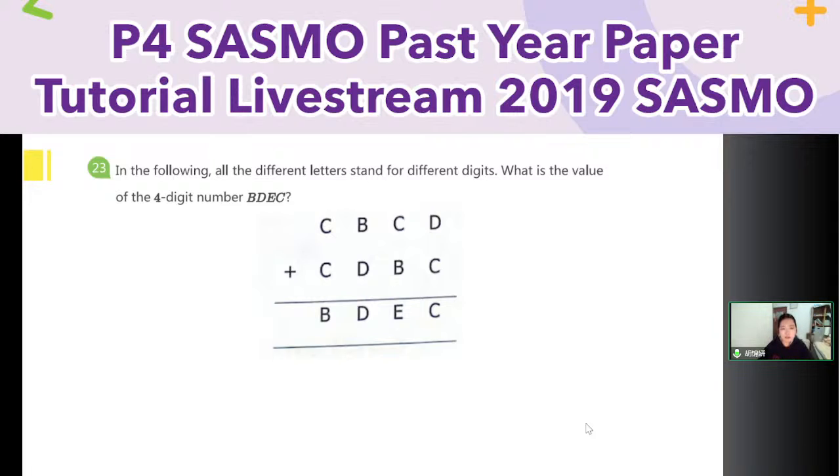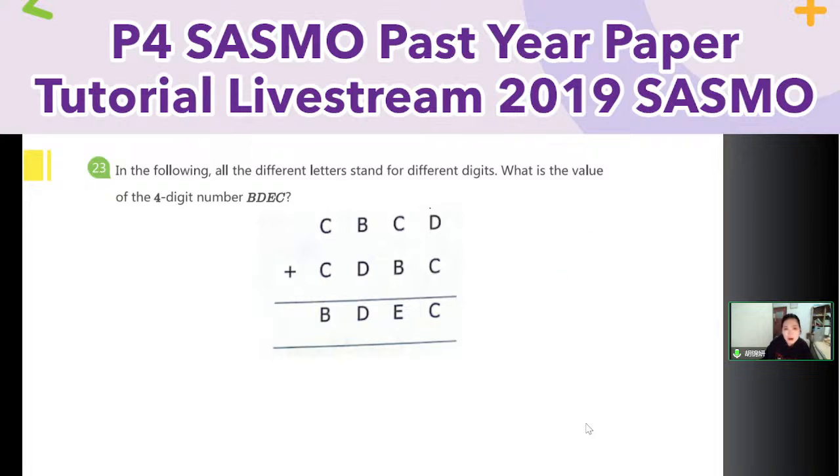For this number puzzle, can you tell me where we should start? What is the cracking point here? Anyone can tell me, which letter can we tell directly what it is? Yeah, Fei Li already told me the answer. Good. But Fei Li, can you tell me which one we can tell directly? Which digit do we look at first? C, D, E, B, which one?